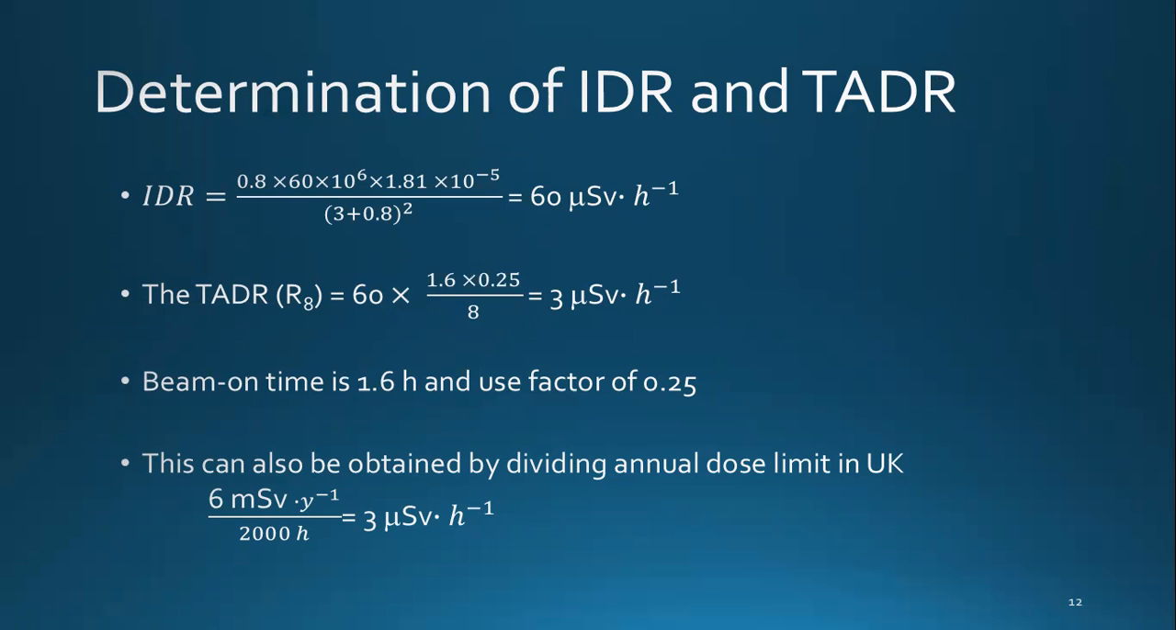You can also obtain this by dividing the annual dose limit in UK, that is 6 microsievert per year, divided by 2000, which will give you 3 microsievert per hour.